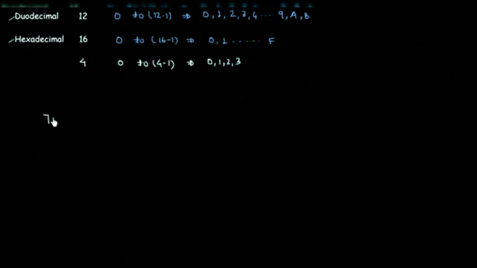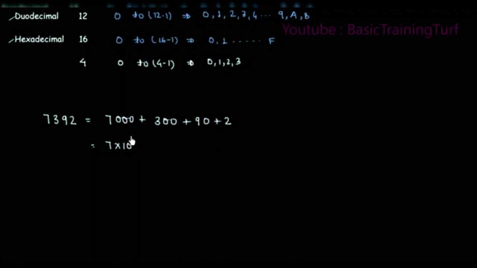The number 7392 can be written as 7 thousands, 3 hundreds, 9 tens and 2 ones. This is how we can write this number. Or I can write 7 multiplied by 10 raised to power 3, 3 multiplied by 10 raised to power 2, 9 multiplied by 10 raised to power 1, and 2 multiplied by 10 raised to power 0. This is how we can write the number 7392.